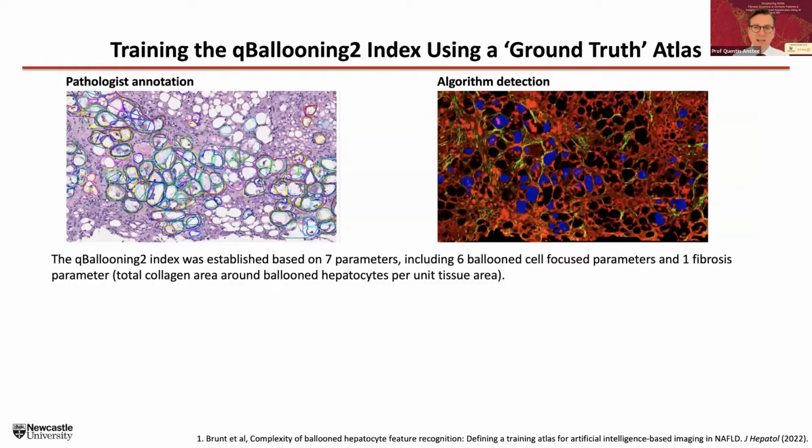The Q-ballooning 2 index was built up using 7 parameters. 6 of those were purely balloon cell focus parameters, and 1 of them related to fibrosis and its association with balloon cells. And you can see here on this figure an example image. On the left-hand side, the cells that the pathologists had annotated, and then separately, independently, the blue-coloured cells are those cells that the Q-ballooning 2 algorithm was able to identify as being ballooned. And you can imagine in your mind, if you superimpose them, there's a relatively high level of overlap.